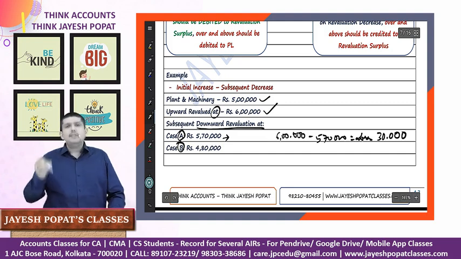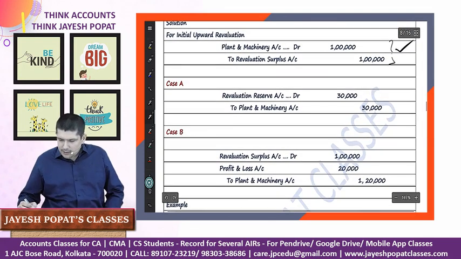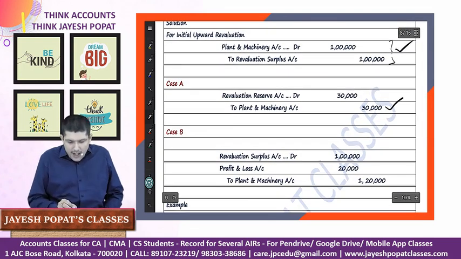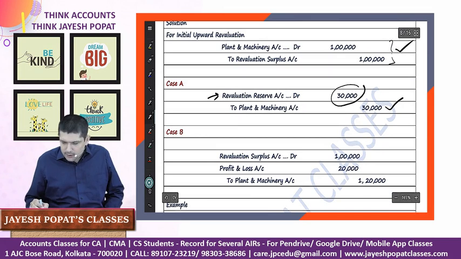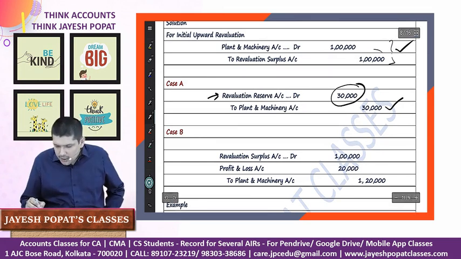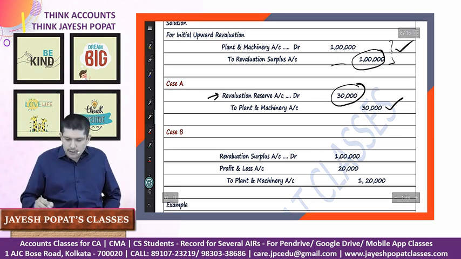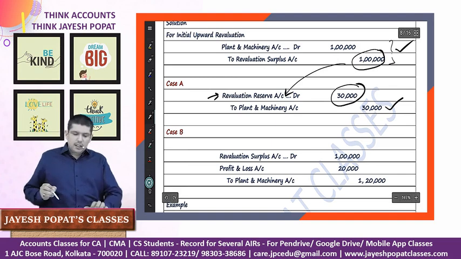I need to reduce the value of plant and machinery by 30,000. So I will say plant and machinery account credit, and this loss of 30,000 will be debited to the revaluation reserve account, because we already have a credit balance of 1 lakh in this account. To the extent of this 1 lakh, we will always debit the revaluation reserve account.